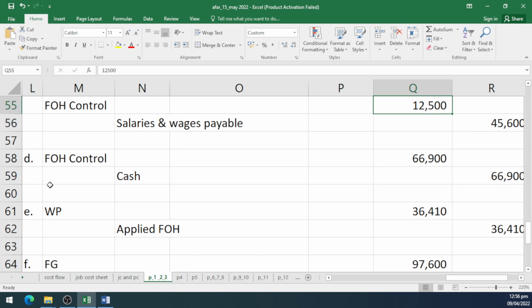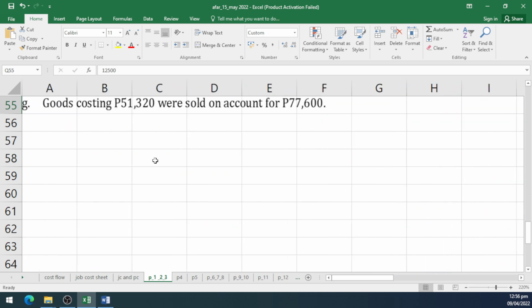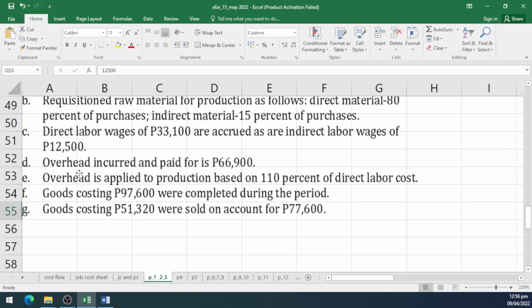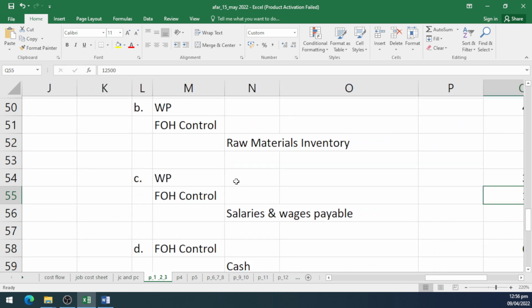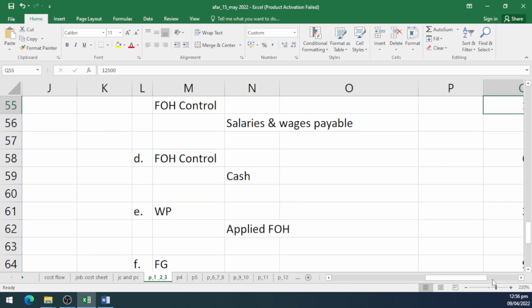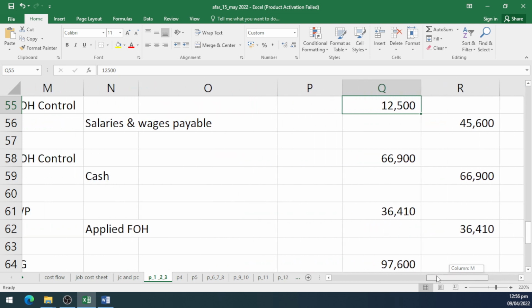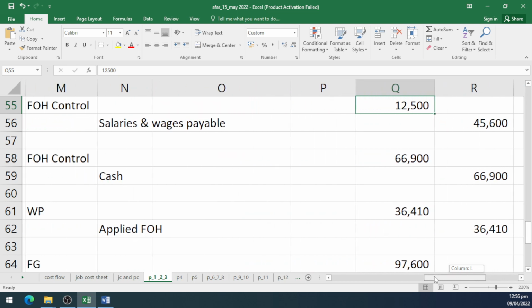Then the overhead incurred and paid, 66,900. Ito po yan, ano? Ito, letter D. Information letter D. So, debit to factory overhead control, credit cash, 66,900.